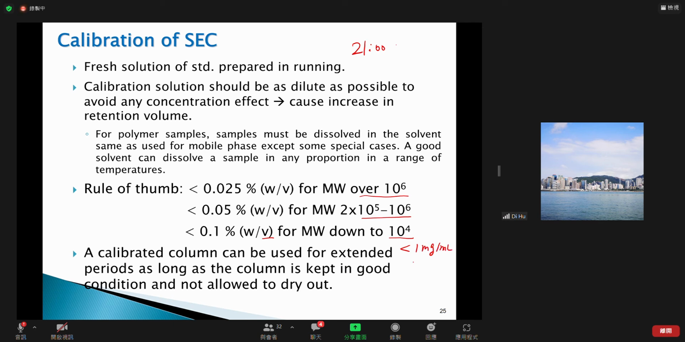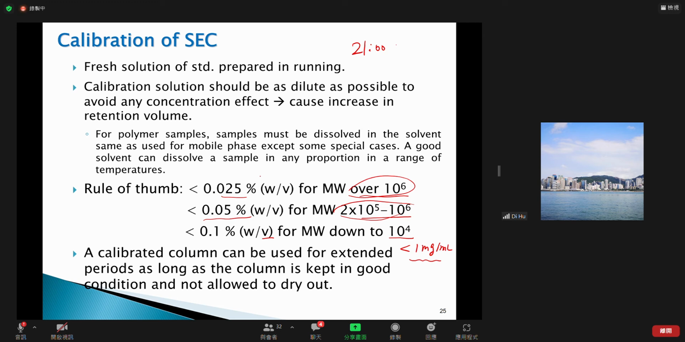So for that kind of concentration, and for a relatively larger one, even more diluted, it's 0.5 milligram per milliliter. For an even larger one, it's even smaller, it's 0.25 milligram per milliliter. And for the calibration column, after you prepare the solution, especially for those large ones, you also may want to filter that. And the calibration column can be used for an extended period of time.